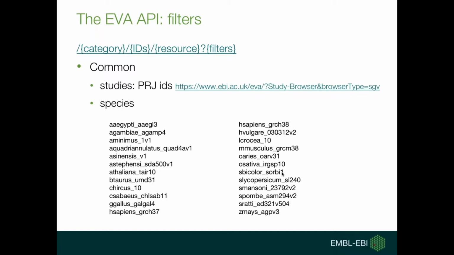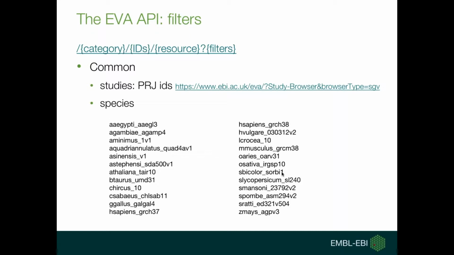The filters are URL variables, so they have to be prefixed by a question mark character, and if there are several filters or options, they have to be separated by an ampersand character. There are some filters that are common for most of the endpoints, like studies. That is a study or list of studies where you want to redirect your query.